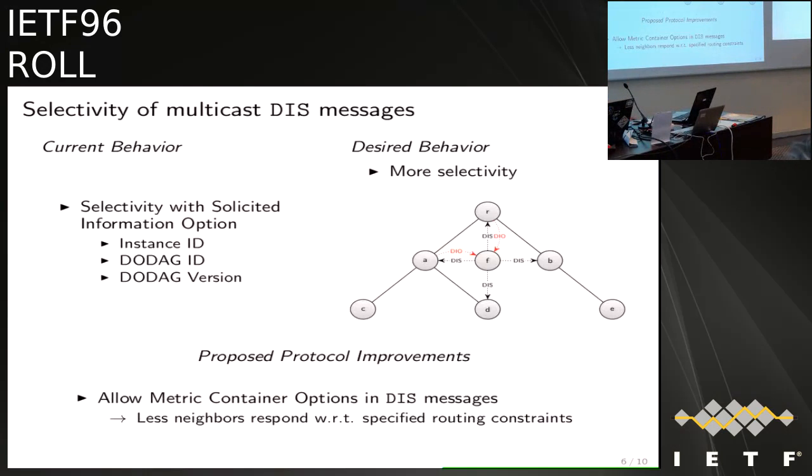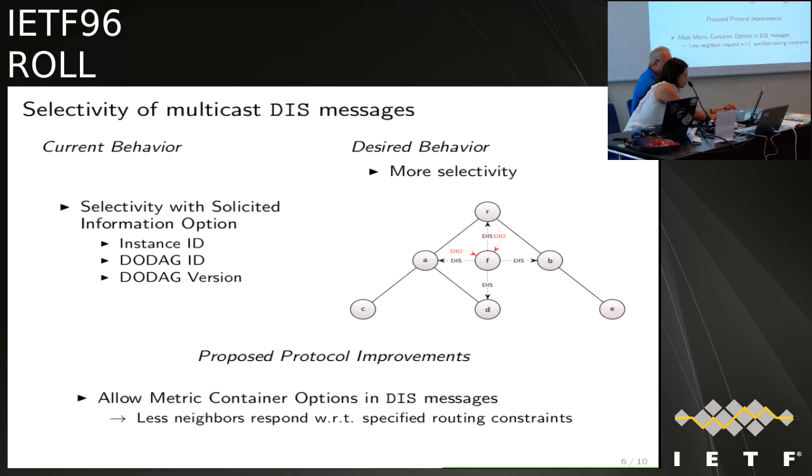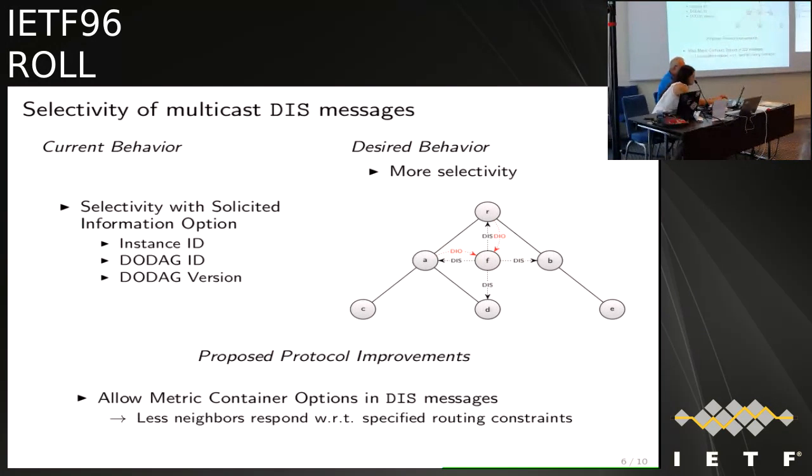Then there's another behavior. This is the selective multicast DIS. The current behavior is as follows. We have the solicited information option, which is currently there, so we can use it, and we can reduce the number of nodes that respond to the DIS by filtering on the instance ID, the DODAG ID, or the version number. But this is not enough. We actually want more configurability.